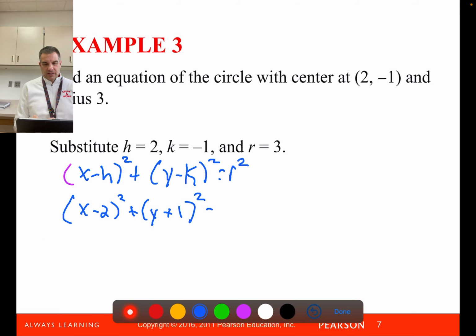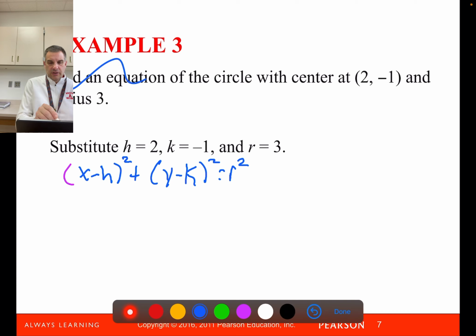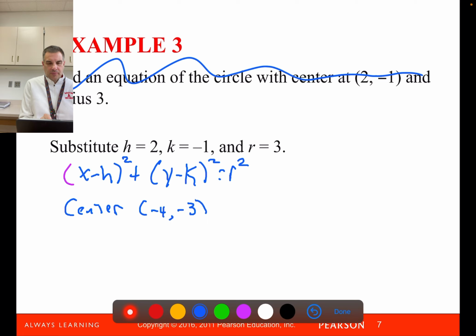Let's look at another one. I'm just going to backtrack and erase this one. Let's look at another one. Let's say that we have a center of -4, -3, and a radius equal to the square root of 5. We're going to write the standard equation of a circle with that center and that radius.